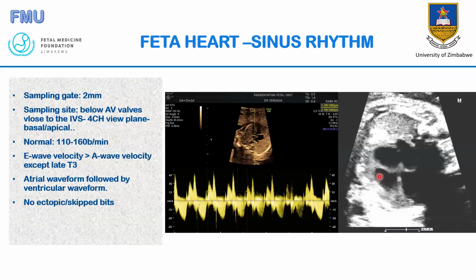Then also try to check the situs today to see if indeed you can get it right in terms of identifying the stomach and the heart on the same side, the inferior vena cava and the aorta on the same side.